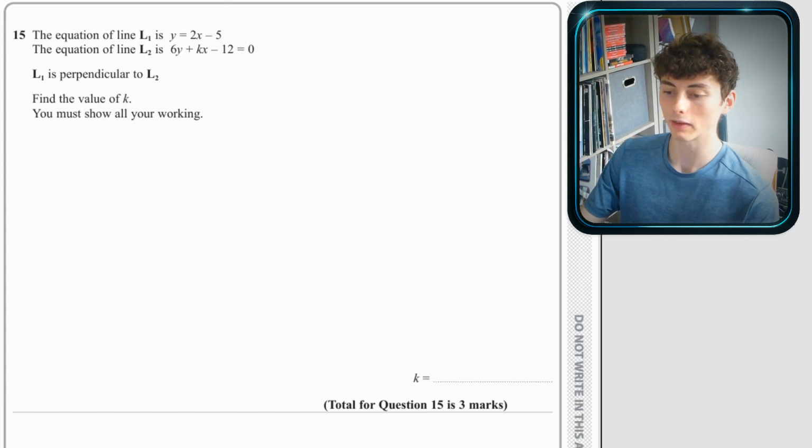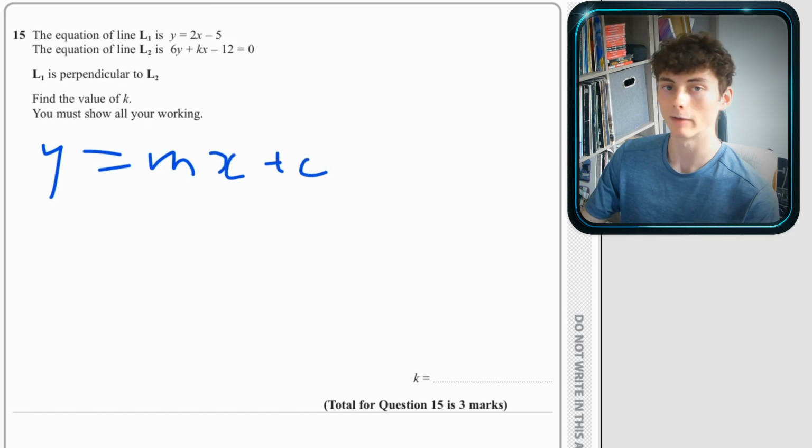So you have to know that the equation of a line is y equals mx plus c, where m is the gradient and c is where it crosses the y-axis. So in L1, we can see we have this in the right form, y equals mx plus c, where m is 2 and c is minus 5. So that's fine. But L2 is not in the right form.